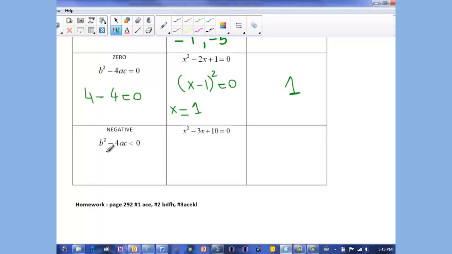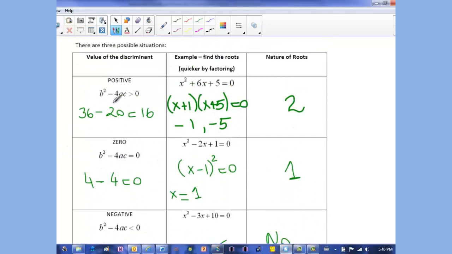Let's check the last one. It says here that when the value of the discriminant is a negative number, I have no roots. Let's check. The discriminant is 9 minus 4 times 10, which is 40, so it is negative 36. And I'm sure some of you have tried to factor and thought 5 and 2 are factors of 10. However, notice that the middle term is a negative number, while the last one is a positive number. You don't have any real numbers that will allow you to factor this equation. It's not factorable.